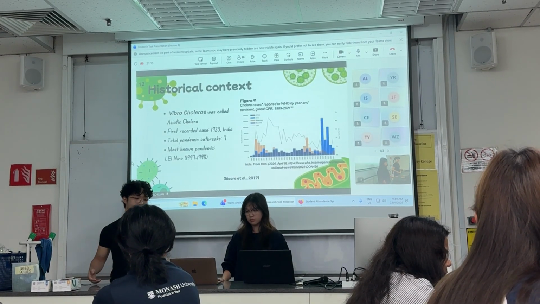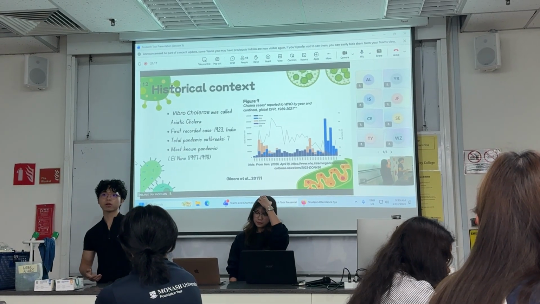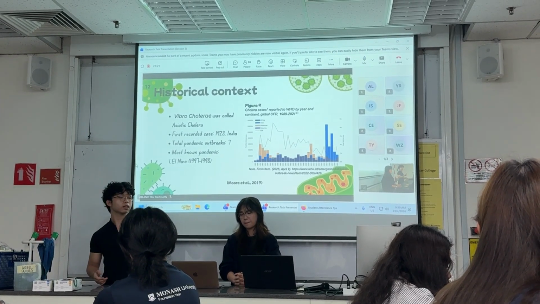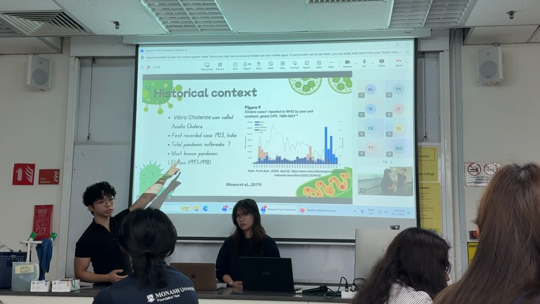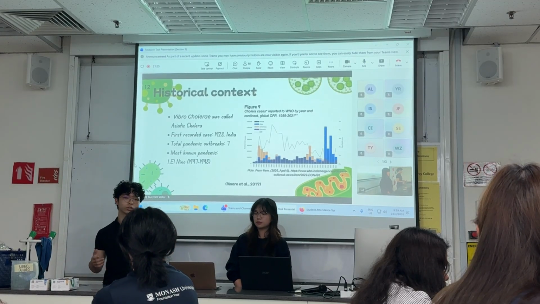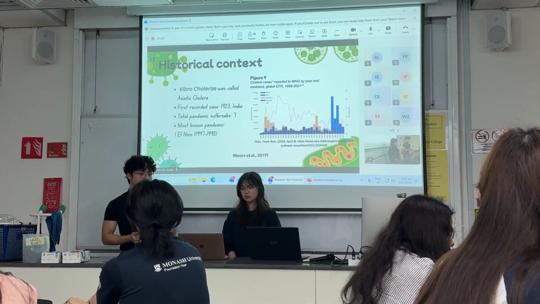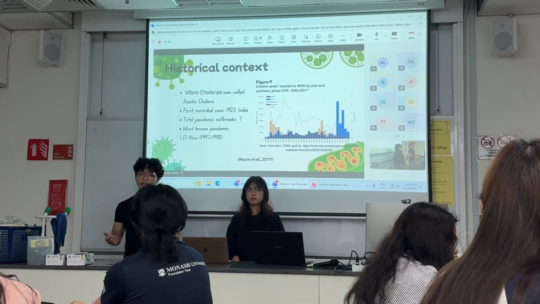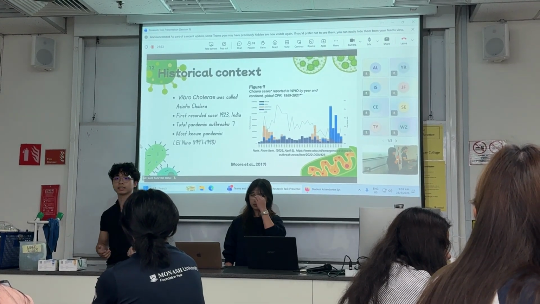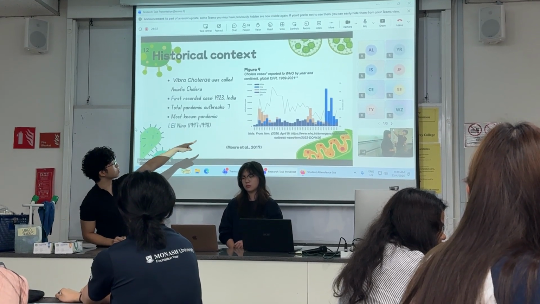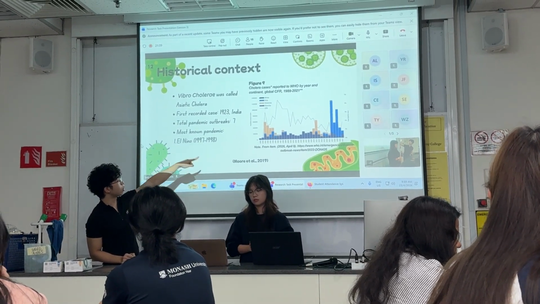Alright, let's move on to historical context. Vibrio cholerae was once known as Asiatic cholera. The first case documented was in 1923 in India, and there have been 7 pandemic outbreaks in total. The most well-known outbreak is El Nino in 1997 to 1998. This shows the cases of Vibrio cholerae recorded in history.